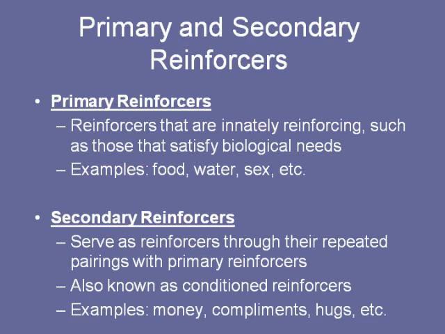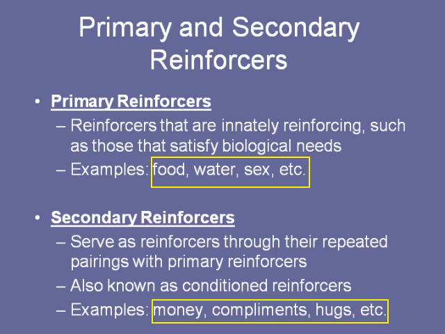We have talked about primary versus secondary reinforcers. So primary reinforcers are those that are directly biologically relevant, food, water, sex, etc. The secondary reinforcers, things like money, compliments, hugs, etc., applause, are things that are reinforcing via their repeated associations, their repeated pairings with those primary reinforcers. So we made that distinction as well, okay? Any of that stuff from yesterday. Again, more big ideas from our review of this material yesterday.